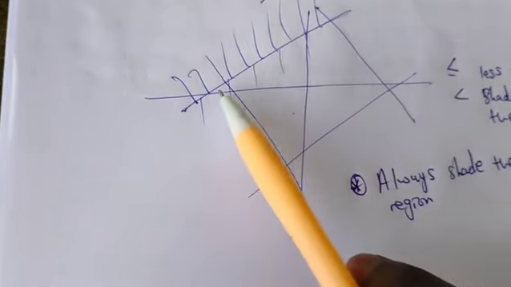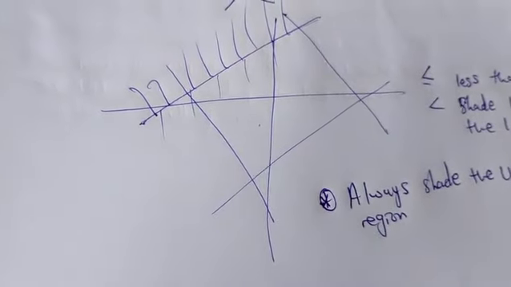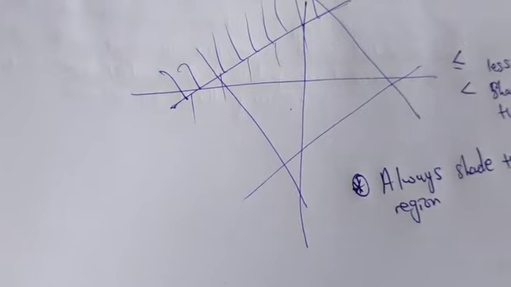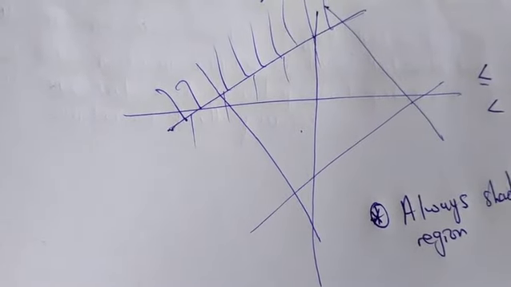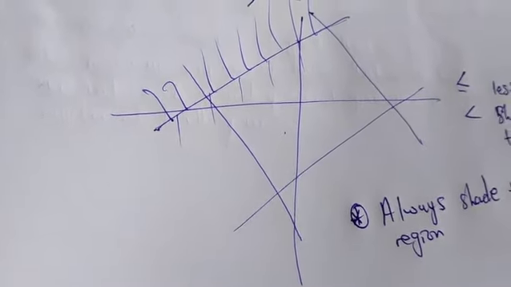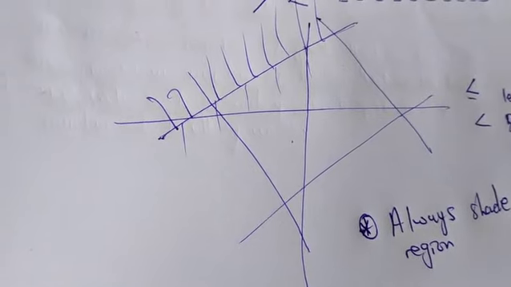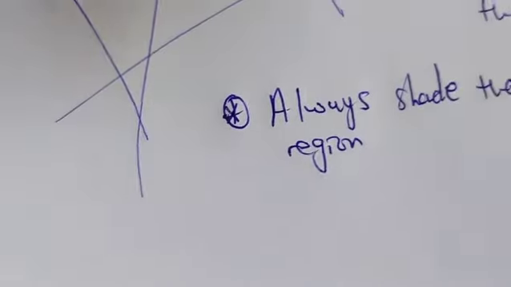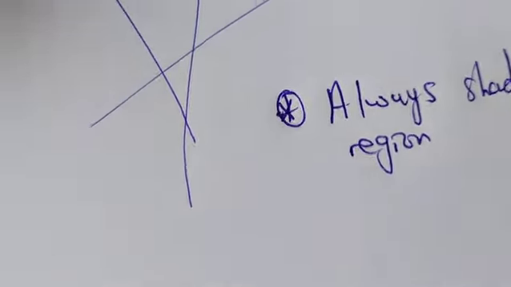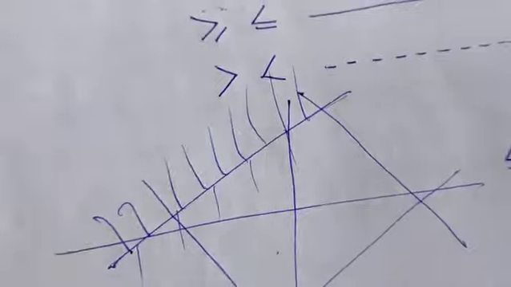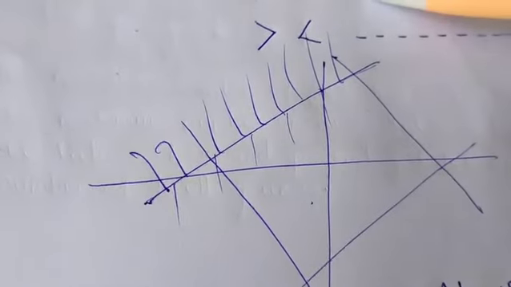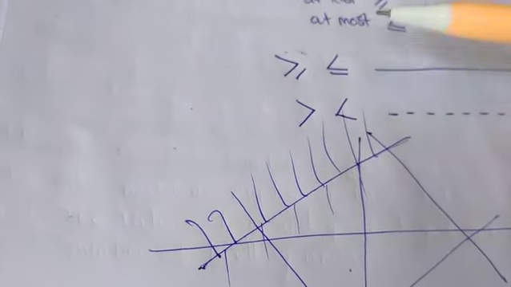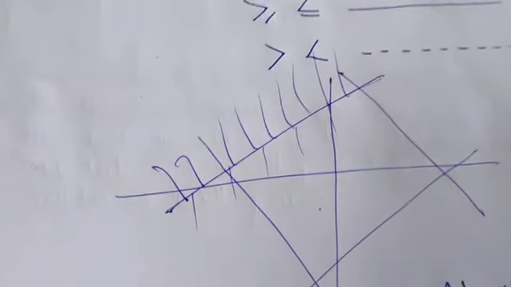Understand this. After drawing your line, if you want to shade the less than part, you shade below the line. If you want to shade the greater than part, you shade above the line. So your line is broken if it's greater than or less than. Your line is solid if it's greater than or equal to, less than or equal to. Right? Now let's take a look at this question.